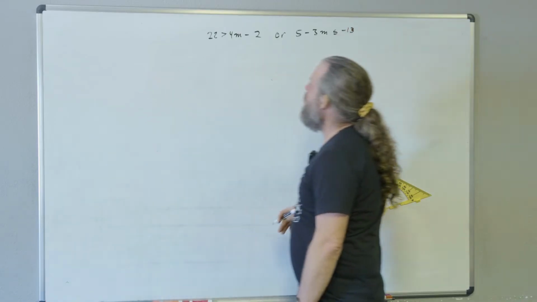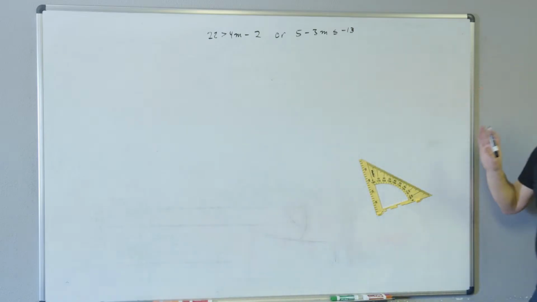Okay, so 22 is less than 4m minus 2, or 5 minus 3m is less than or equal to -13. Thank you for shutting up when I started talking. Good job. Go team.